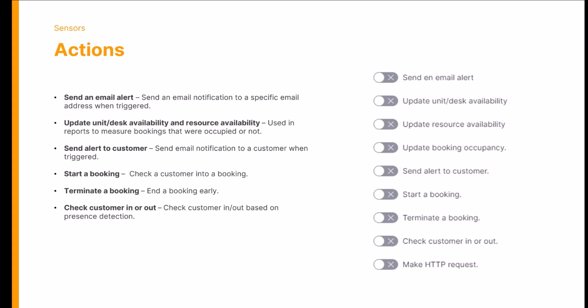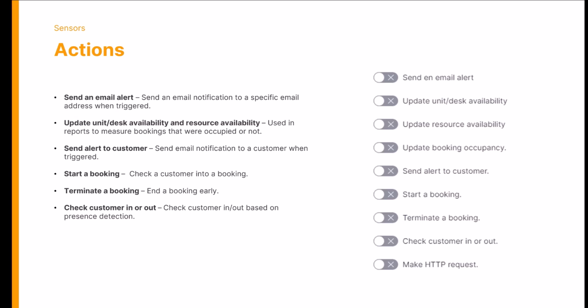Check customer in or out. This is similar to the booking check-in option, but will check the customer into the space and not specifically to a booking. So this option will identify the customer based on the booking or floor plan unit. When the sensor picks up a person in this area, the system will check them in to the space. Also, this action can be used without a booking. The system can identify the customer based on the floor plan unit connected to their contract and check them in.